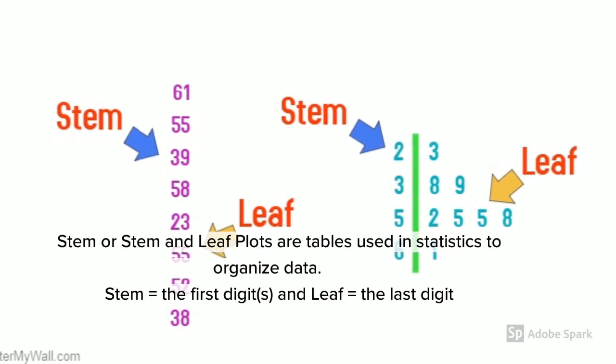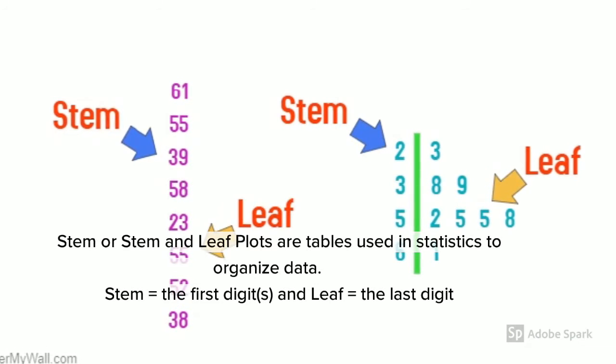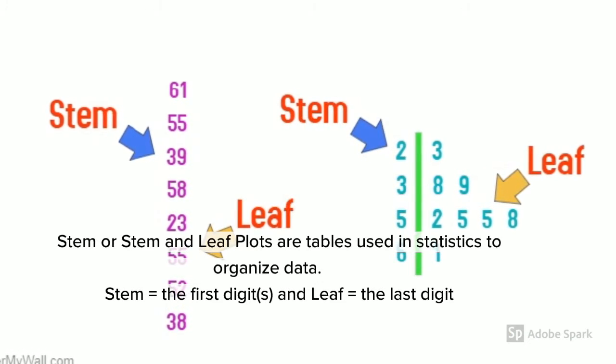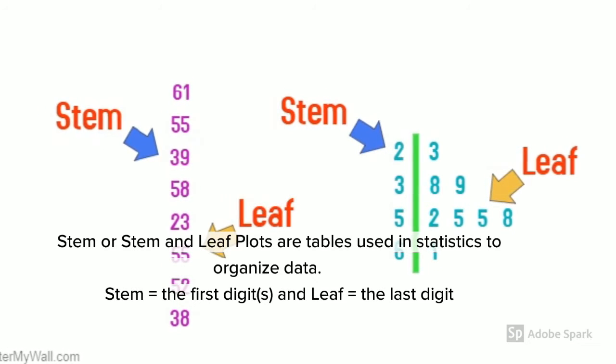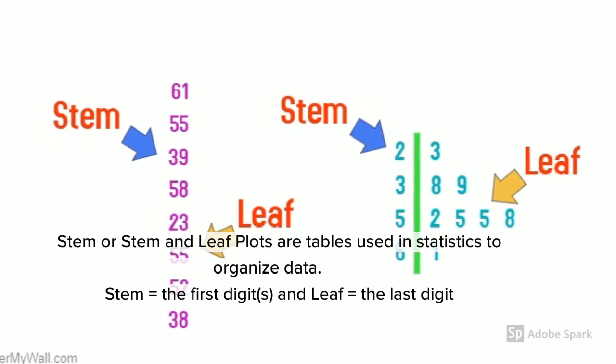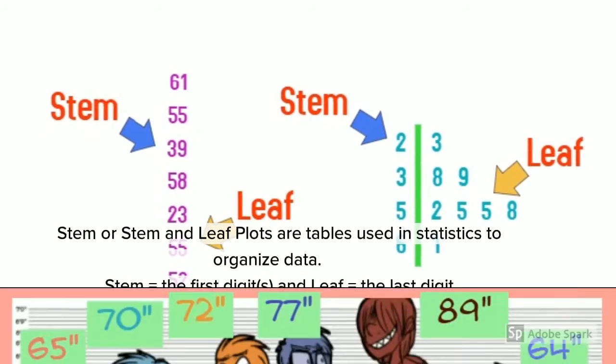Stem plots, also known as stem and leaf plots, are tables used in statistics in order to organize your data. In these tables, the stem is the first digit or digits, and those are located on the left. The leaf is the last digit of your number.